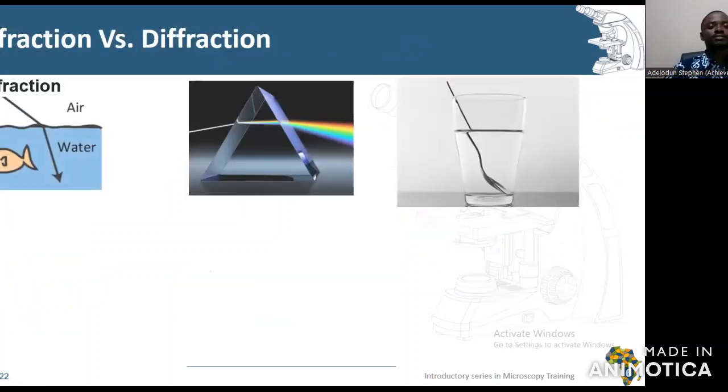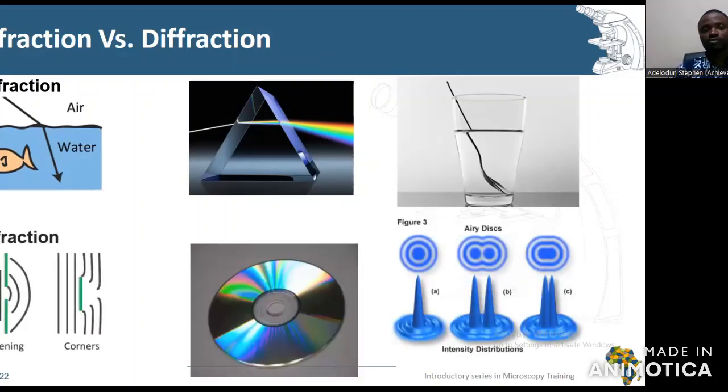Now, let's look at refraction and diffraction as properties of light, putting the two of them side by side.